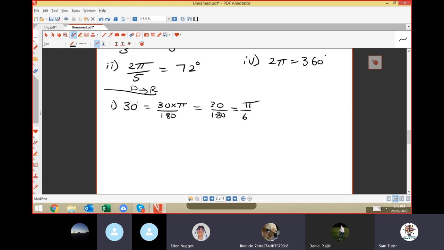If you got a 2 on the top, would you put the pi next to the 2? Yes, we're going to do that. So if it was 2/5, what would be the answer? 2 pi over 5. You just put a pi next to it. That's exactly right.